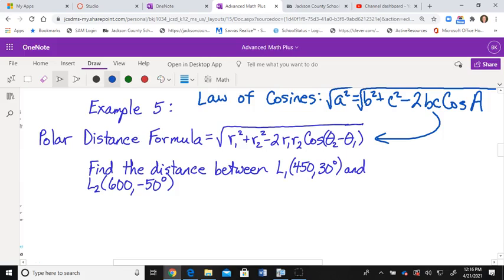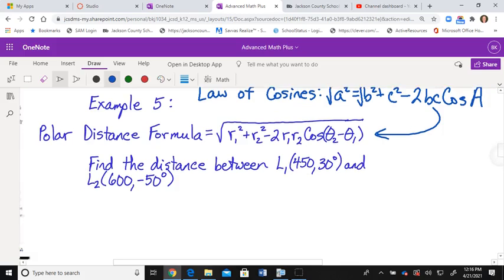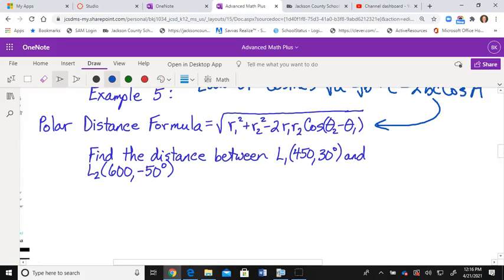Okay, so I have a basic problem here. Find the distance between L1, which is 450 and 30 degrees, and L2, which is 600 and negative 50 degrees. All you have to do is plug it into this. Now, you asked, do you have to remember that? Not really, because what is on your formula sheet? The law of cosines. So you just have to be able to, in your brain, convert the law of cosines to this. And if it's on there, you can do it. Are we allowed to write on our phone? No.